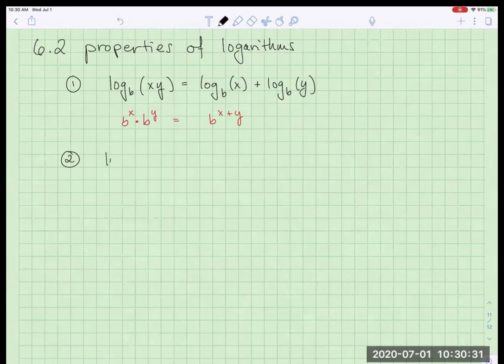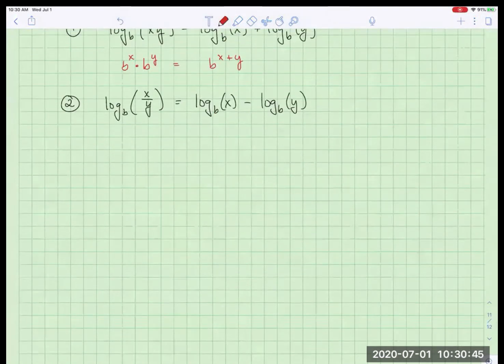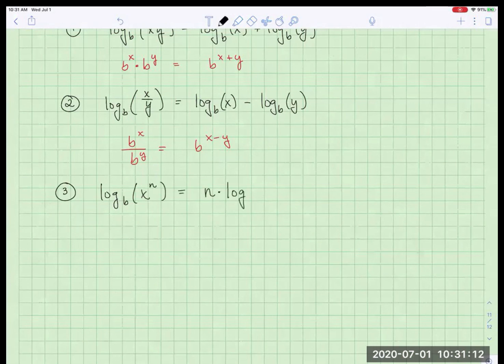2, similarly, log base b of x divided by y is log base b of x minus log base b of y. And that's the analogous version of b to the x divided by b to the y is equal to b to the x minus y, where we subtract powers. And then the third version is log base b of x to the nth power is n times log base b of x.